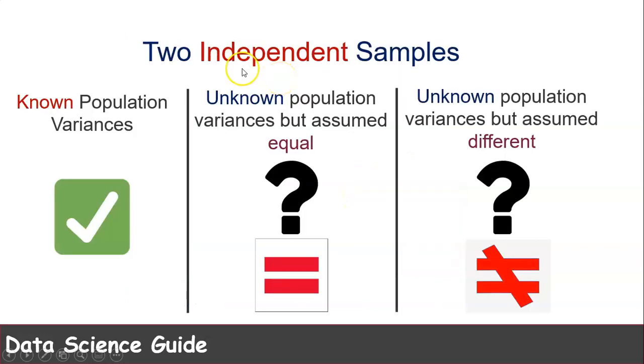And when we have two independent samples, we will have three scenarios. First scenario, we have known population variances. And the second scenario, unknown population variances, but assumed to be equal. And the third scenario, unknown population variances but assumed to be different. And this is a rare case that we use in actual life. So our focus will be on the first and the second scenario.